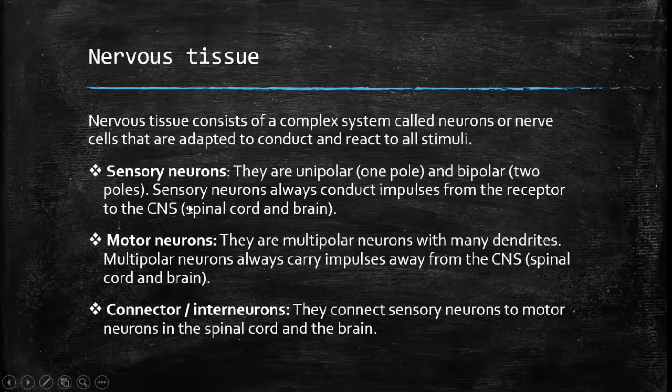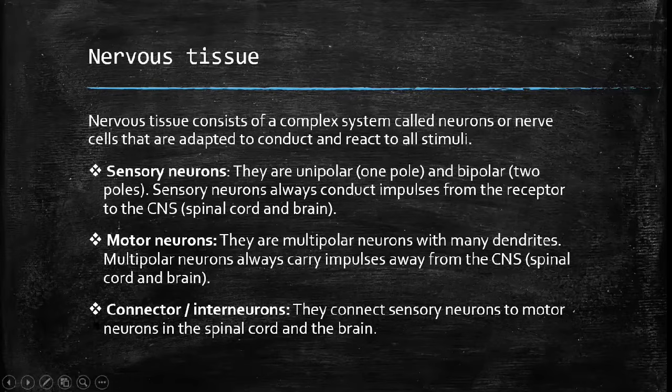Now, the difference between the sensory neurons and the motor neurons is that the sensory neurons always conduct impulses from the receptor to the CNS. The information is taken to the central nervous system, which is the brain and the spinal cord. But when it comes to the motor neurons, the information is taken away from the CNS to the effector, to the structure that is stimulated to respond to the stimuli, like your muscles.